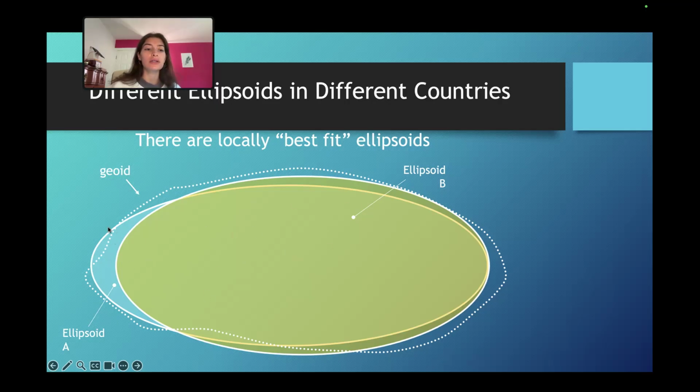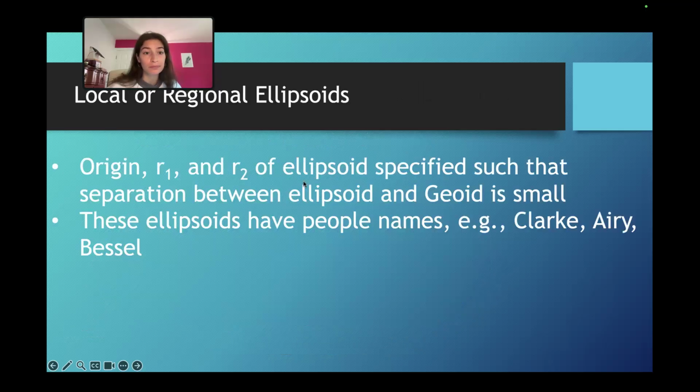So if you're on the eastern part of the world in this 2D projection, ellipsoid A is going to miss out on some areas, and ellipsoid B is as well. Whereas over here on the eastern side, you see that ellipsoid A, which has this yellow line that comes in over here, is going to miss a decent chunk, where ellipsoid B may cover just a bit more. Origins for both of these, R1 and R2, of that ellipsoid are specified so that the separation between the ellipsoid and the geoid is as small as possible.